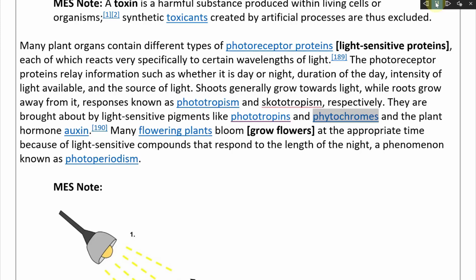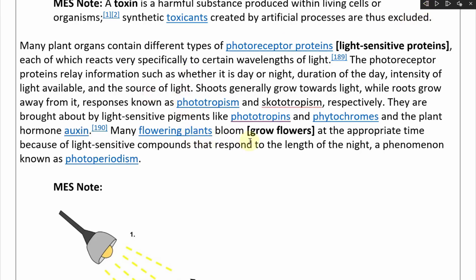Phototropins and phytochromes. I'm just going to call it phototropins and phytochromes. And the plant hormone auxin. Yeah, auxin.